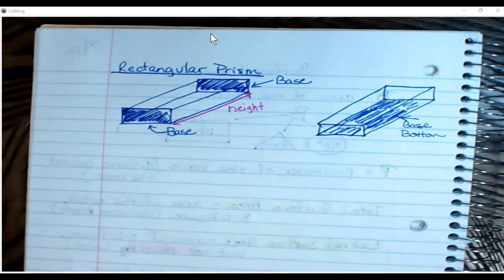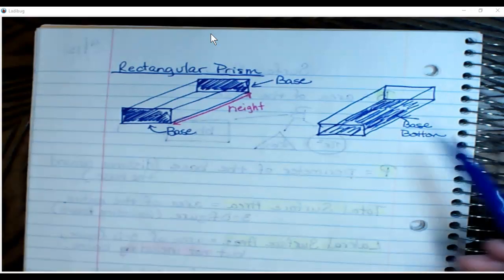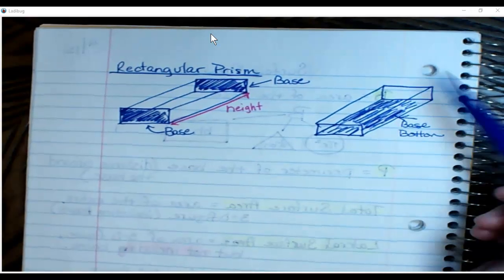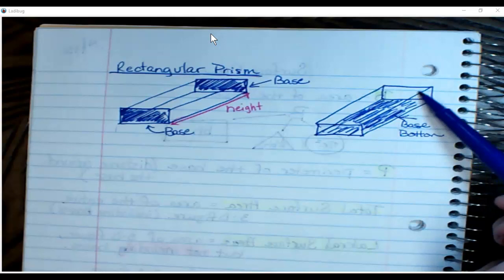If my base was the bottom, where would be my other corresponding base? Remember, they have to be parallel and not touch, and they have to be the same size, same shape, congruent, and they're on opposite ends. So if the bottom is the base, then this top side would also be the base.